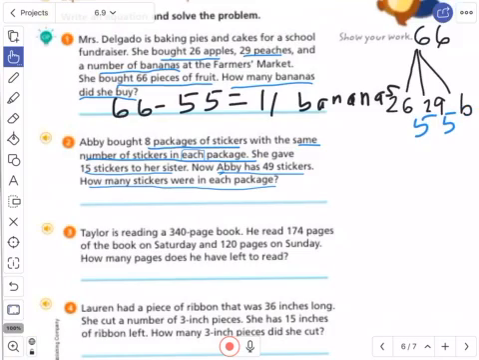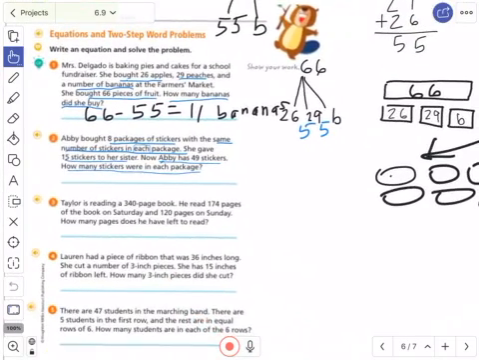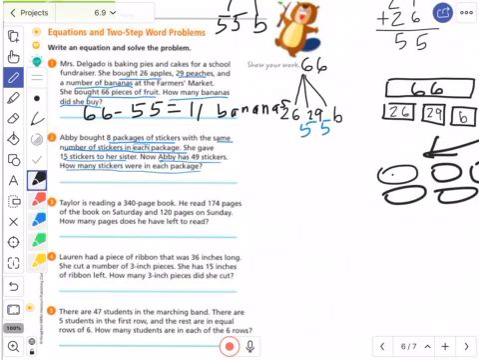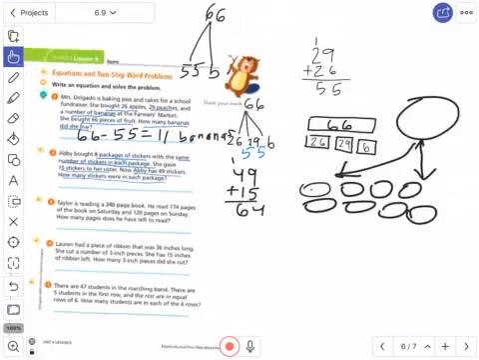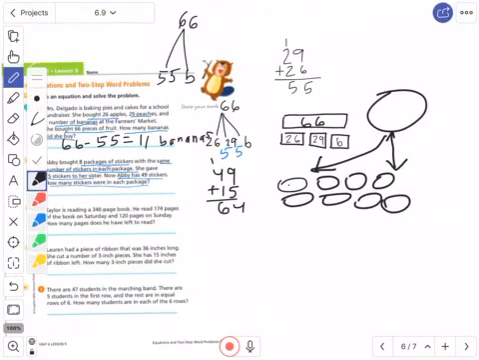I need to take those two numbers, because I need to know how many stickers she has. So I have to do 49 plus 15. 9 plus 5 is 14, so 64. Okay, so she has 64 stickers that she has to split up.